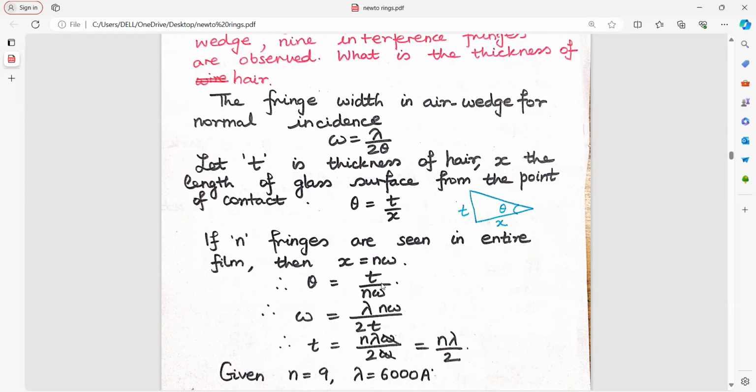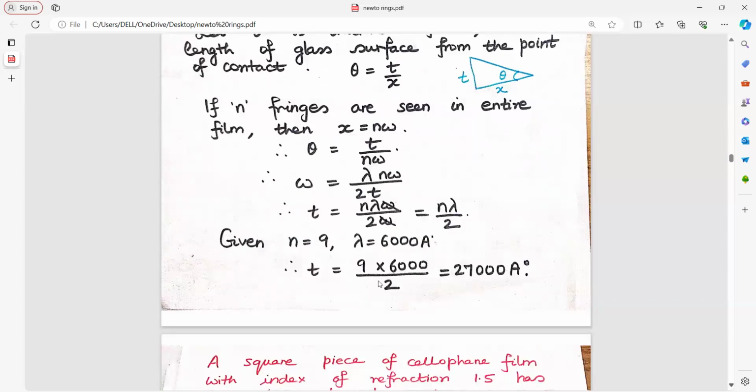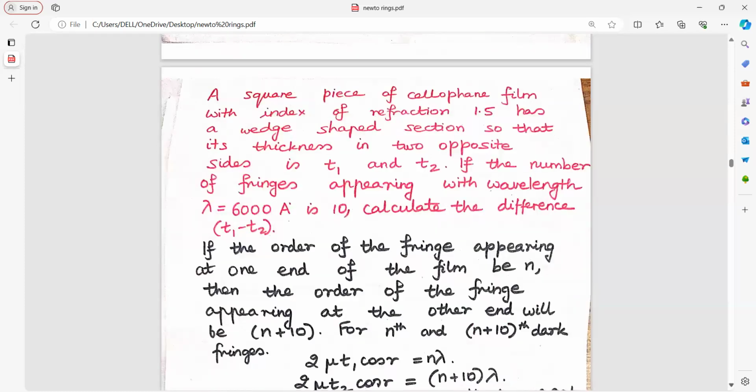Put this value here in this expression for omega. So T becomes equal to N lambda by 2. Now N is 9, lambda is 6000 angstrom. Straight away put the value and you get your answer. Leave it in angstrom if the question is not specifying which unit they want the answer in.